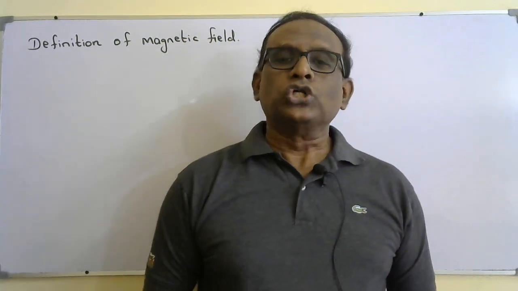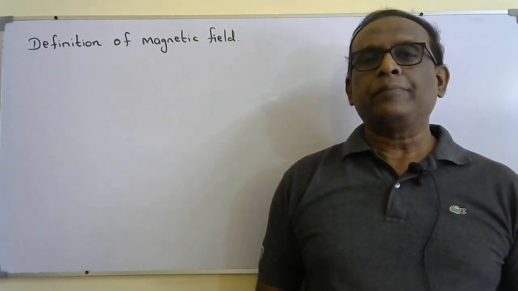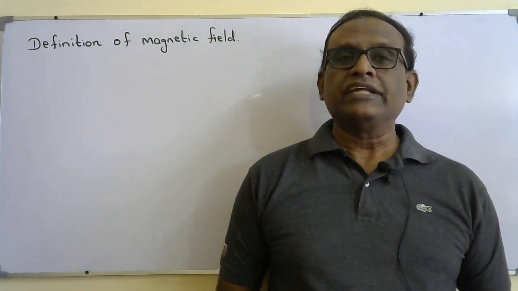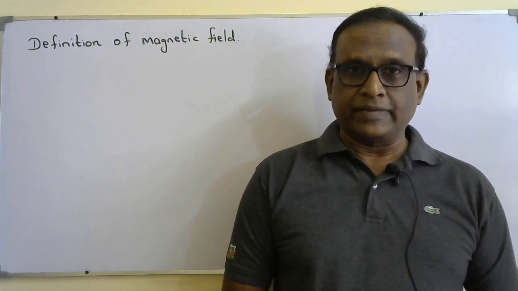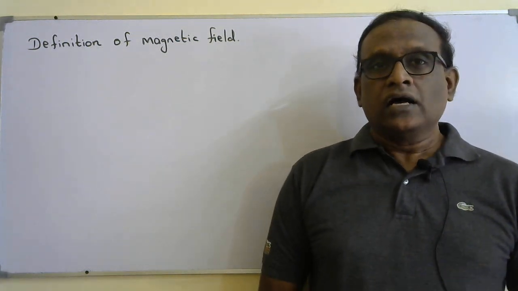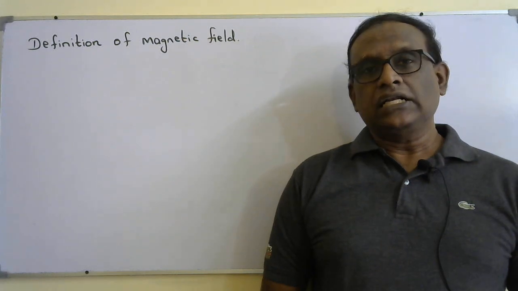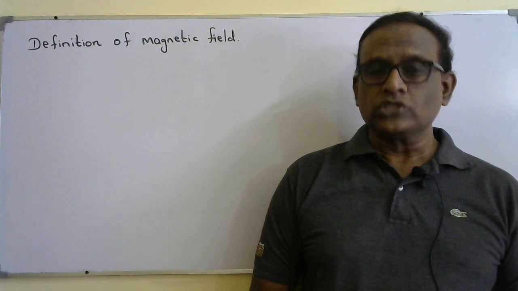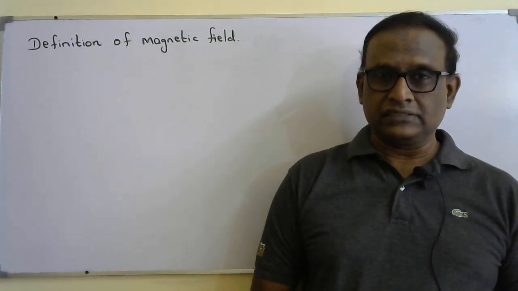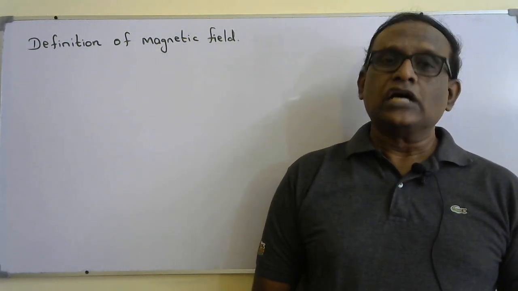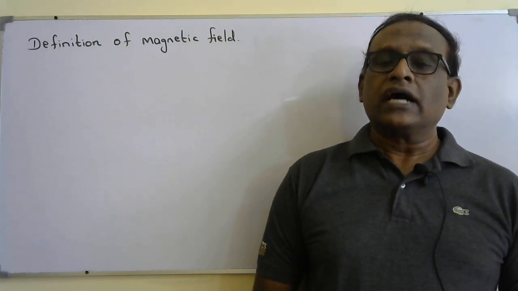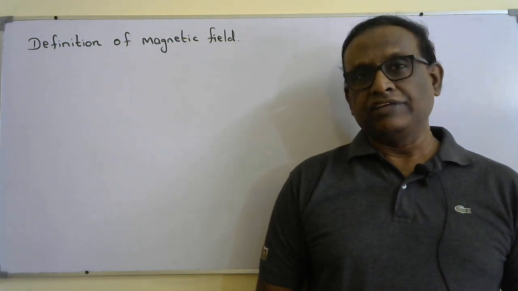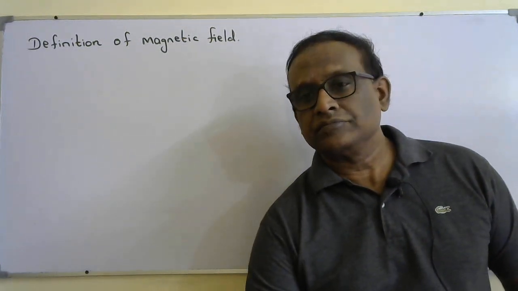Firstly, you should know the definition of magnetic field, which appears in past papers several times. So how do we define magnetic field? This is the way we define it. A region where a moving charged particle or current-carrying wire experiences a magnetic force is defined as a magnetic field.